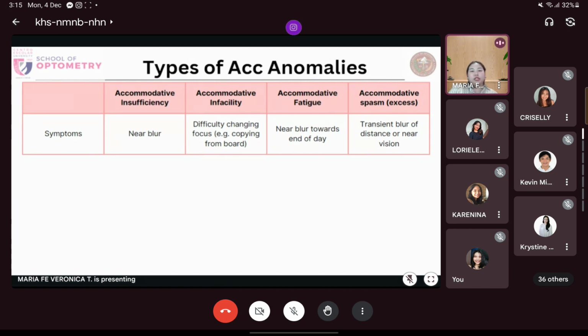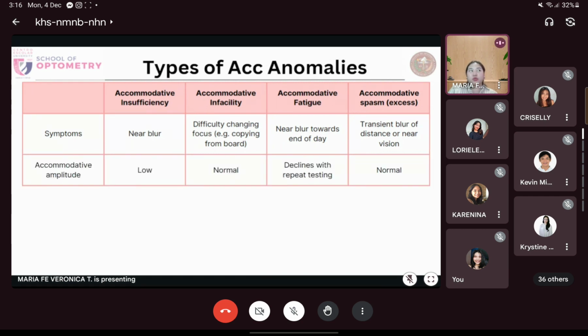Then, accommodative fatigue naman, there is near blur towards the end of the day. So, usually ito, nagmamanifest na yung pagod ng eyes. At the end of the day, pagod na siyang mag-focus, pagod na siyang mag-accommodate. Ang accommodative spasm naman, this is a transient blur between distance or near vision.